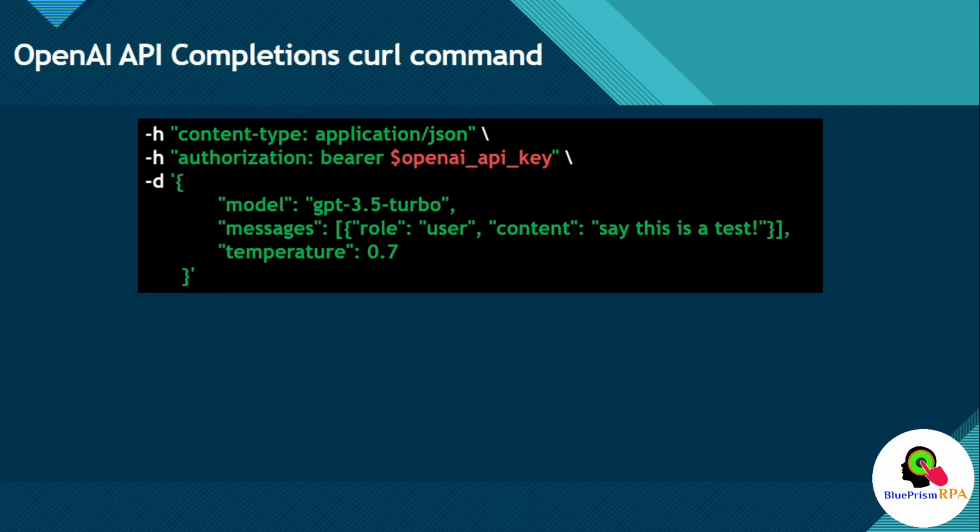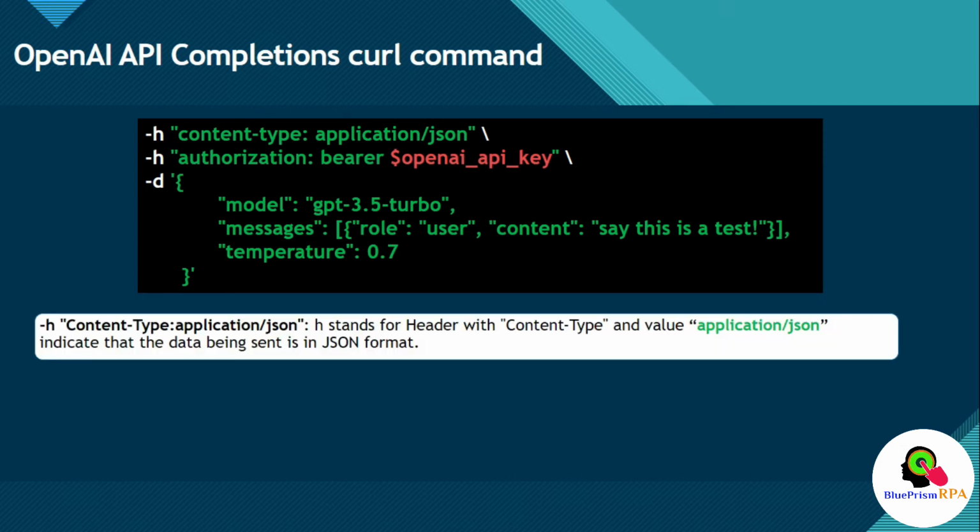Let me explain this. So -H and then content type application/json. Here H stands for header, with the content type and the value application/json. What is JSON? JSON stands for JavaScript Object Notation. This indicates that the data being sent is in the JSON format. So we are going to send the data to the API server in JSON format.